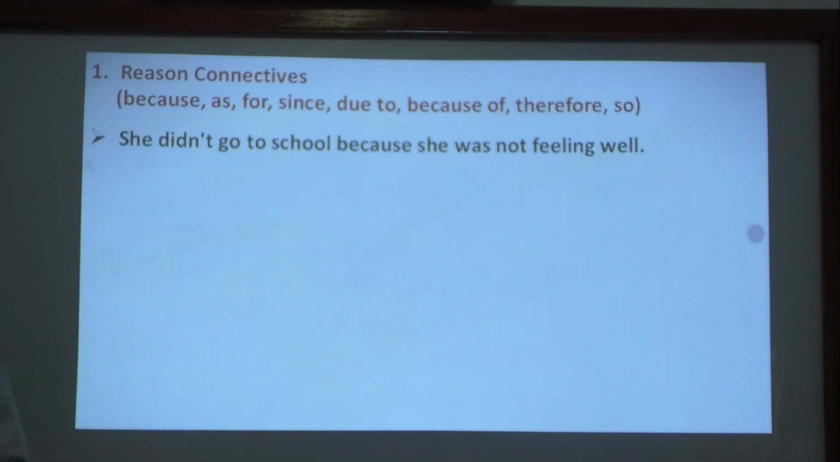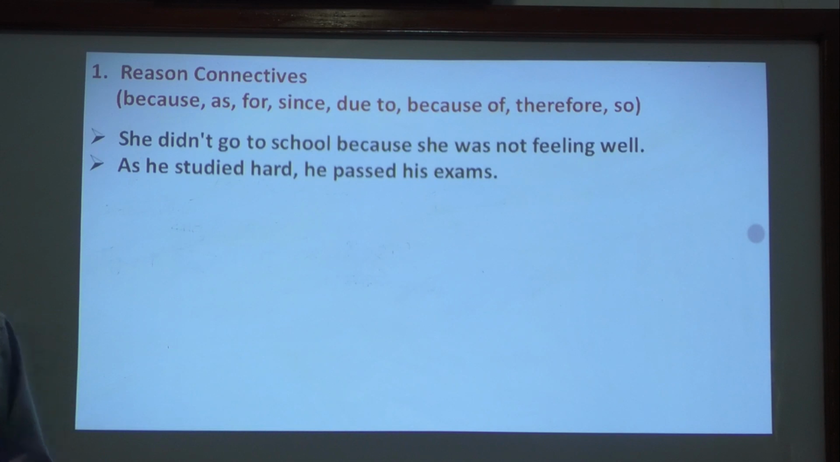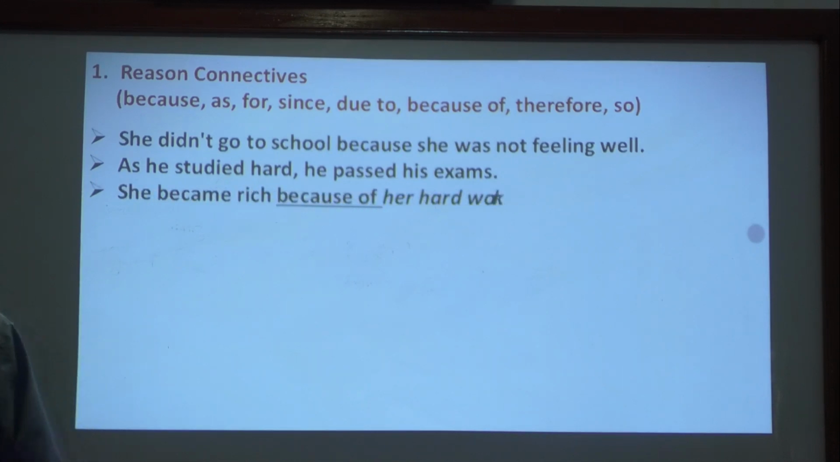Right? Another example. As he studied hard, he passed his exams. So for passing the exam, this hard work helped him. So as he studied hard, he passed his exam. Likewise, another example: she became rich because of her hard work. So here is because of, here is as, here is what? Because.